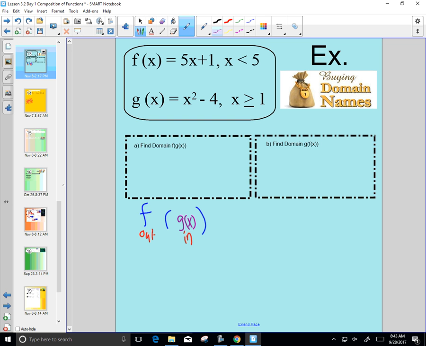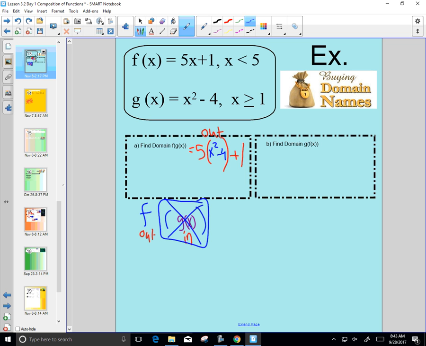So when I'm doing this, here's what I do. I take the f function and I write 5x plus 1. So I do this as the outside. Then in for x, what do I put in for x? G of x, right? So I go x squared minus 4. Are you okay with that? Let's try the next one.